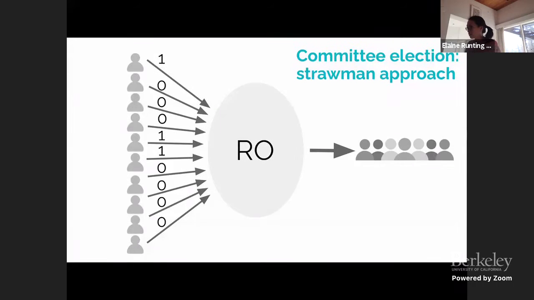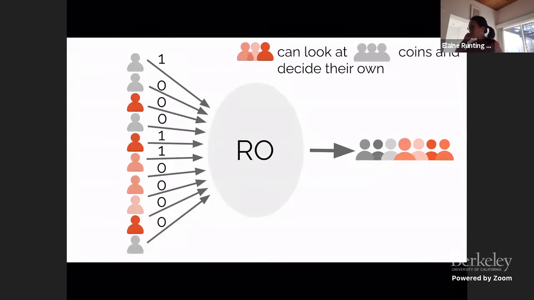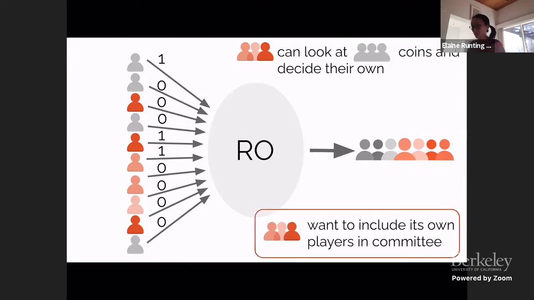Okay, so let's think about what this protocol gives us. Imagine the red players form a coalition. Of course, the coalition can look at the honest players' coins and then decide their own coins. It's to their advantage because they can try different combinations of their coins and pick the one that works best for them. To maximize your utility, what you should do is increase your representation in the committee, including as many of your players as possible, because the committee will run the tournament tree protocol, which you can think of as kind of ideal. Okay, so that's the coalition's objective.